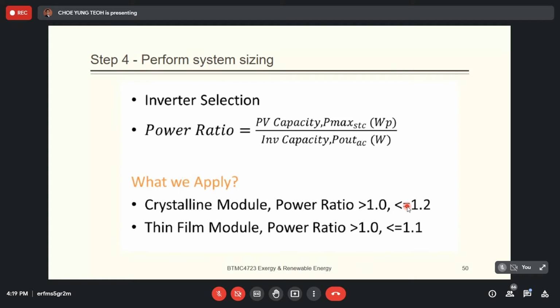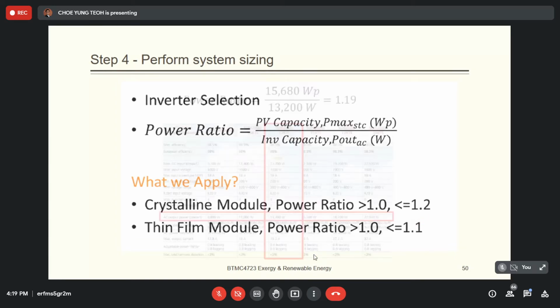But let's say there are 2 inverters, same price, and the quality also the same. One gives you a value close to 1, one gives you a value close to 1.2, then I think you should choose the one close to 1, where you will not lose any energy from the solar photovoltaic. But I won't ask until that detail. This is just for your understanding. So as long as your power ratio is between this value, then we should consider it as correct.